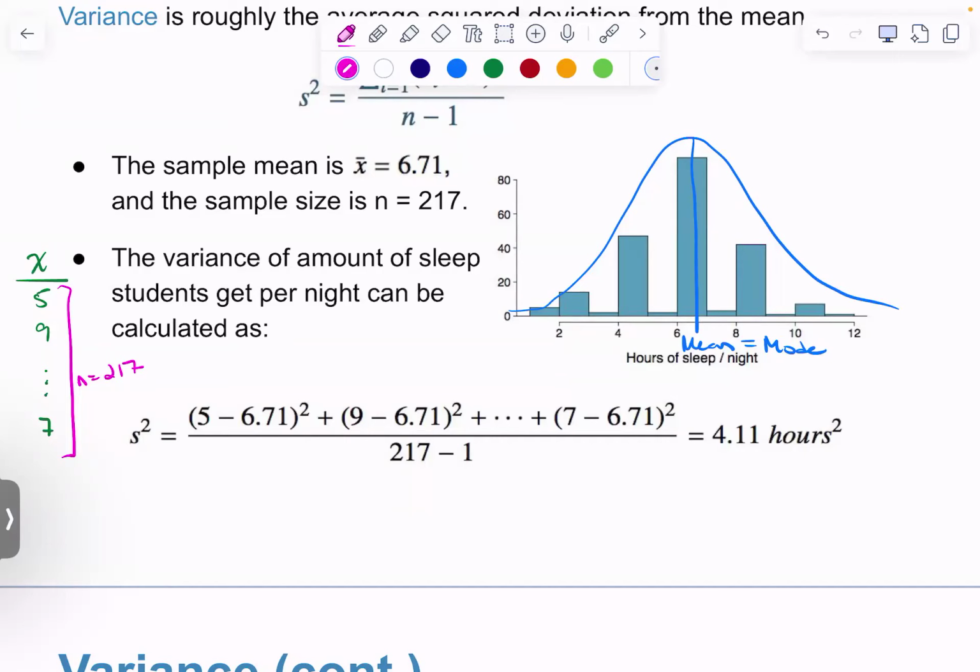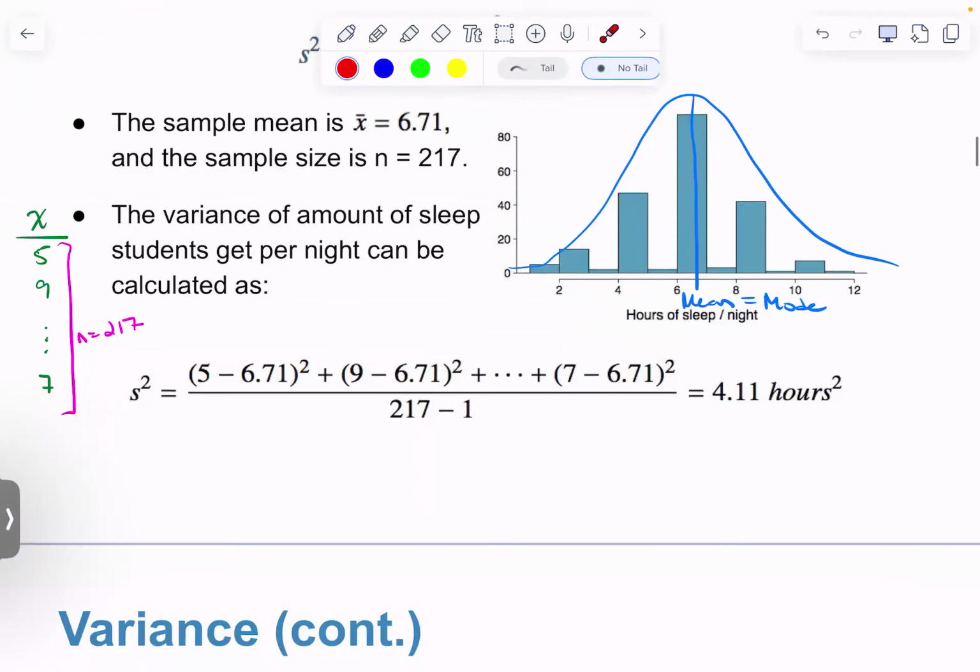We don't see that, and that's okay, because from here we kind of get the idea, right? If the mean is 6.71, we can find how far 5 is from 6.71. It's a little bit below 6.71, so it's negative. But once I square it, I get a positive value. It also amplifies it a little bit.